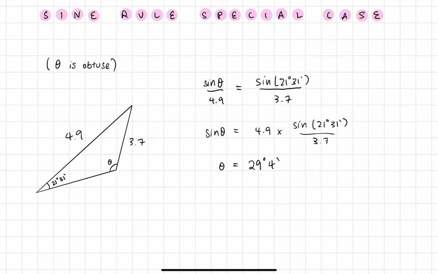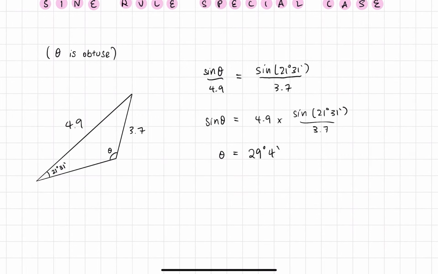Now we did everything correct, right? But we got this angle, 29 degrees. That's a very small angle, a very tight angle, whereas theta is obtuse. The question told us that it's obtuse. Now this is why we have a special case going on.